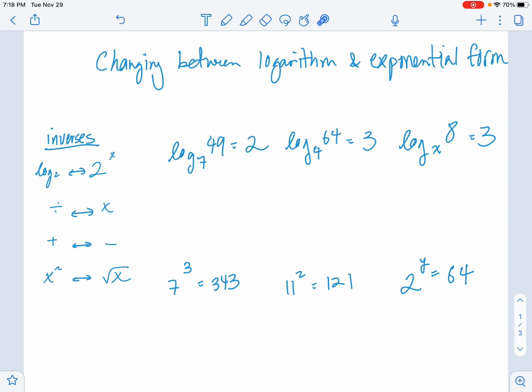And what opposites, or what we call inverses, do when we apply them in an equation is that they cancel each other out, right? We need that idea for logs and exponentials as well. They are inverses, so they'll cancel each other out when you apply them to one another. Now, we're going to use that idea to help us convert between logarithms and exponential form.